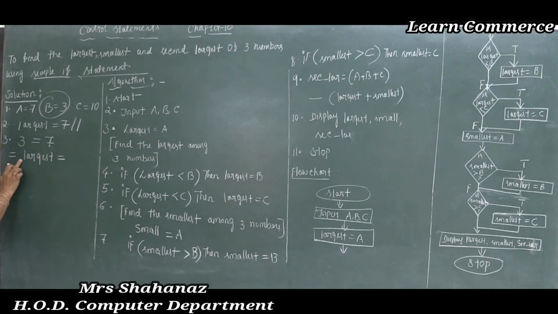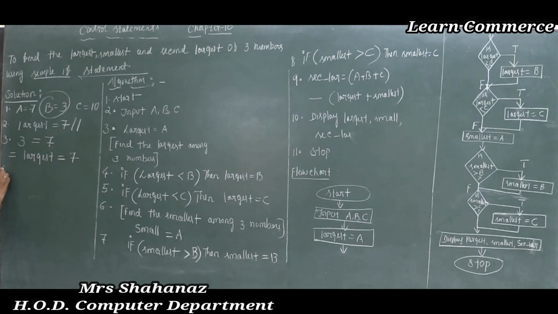That means we can say that the B value is less than the largest, correct? Yes, B is less than the largest here. So we can say that the largest does not change, it remains the same as 7 itself. So we can say that the largest value is equal to 7 only.